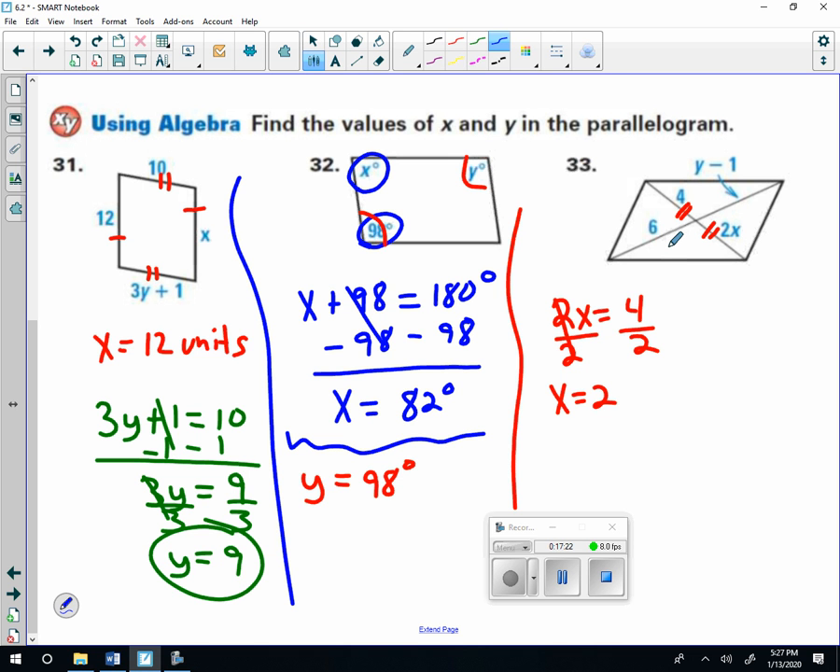And again, that now tells us that that segment and that segment are congruent. Why? Because the two diagonals cut each other in half. Therefore, 6 has to be equivalent to y minus 1. As we solve this equation, we get the value of y. Y is equal to 7.